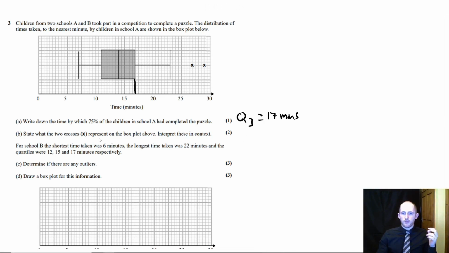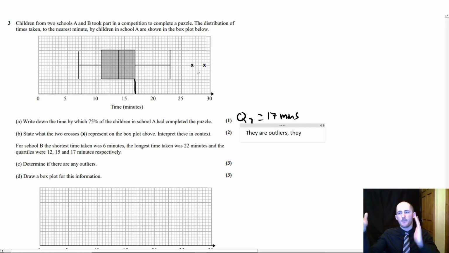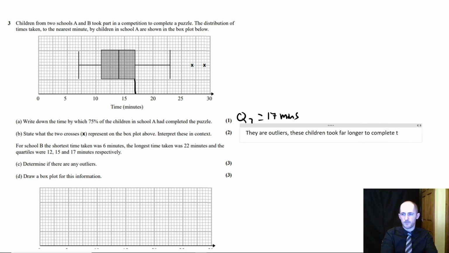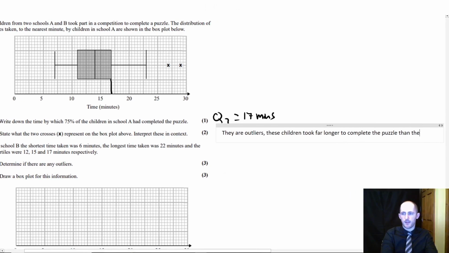Part B, state what the two crosses represent on the box plot above. Interpret these in context. So again, statistics has a lot of context associated with it. What this means is that the children are outliers, so they are outliers. So in this specific sense, because they are outside the range in terms of the upper limit of it, it means that the children, actually let's write these children, make it a bit more fancy, these children took far longer to complete the puzzle than the other kids.